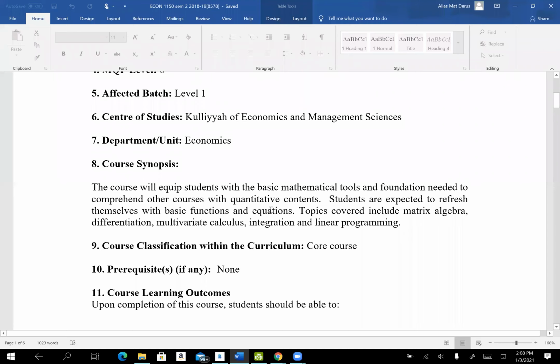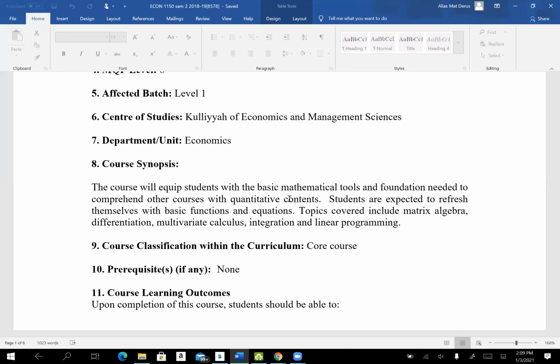This is the, what do you call it? The overview of the course to provide the students with basic mathematical tools and principles to comprehend other courses with quantitative contents. So in other words, this course is a foundation, okay? Foundation that will provide you some tools, not just for the current course, but for your future courses. Because this is the only quantitative course, mathematics course that you take.